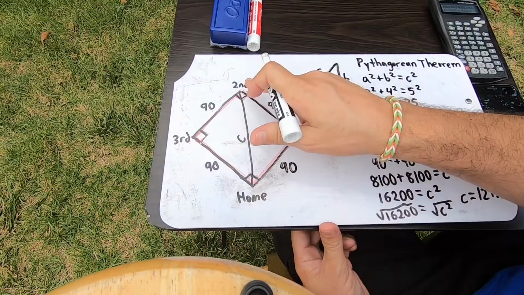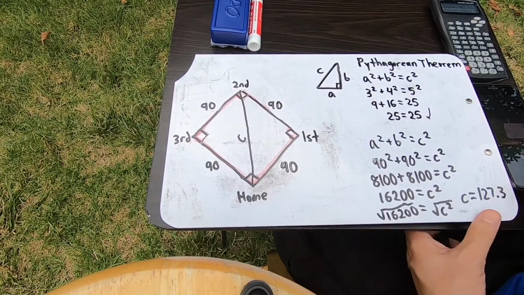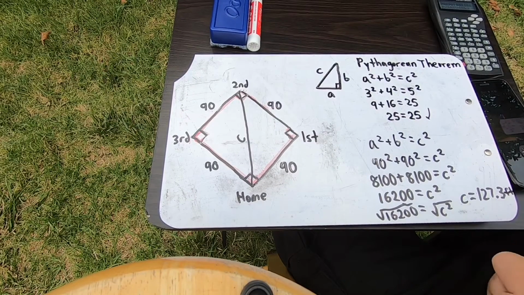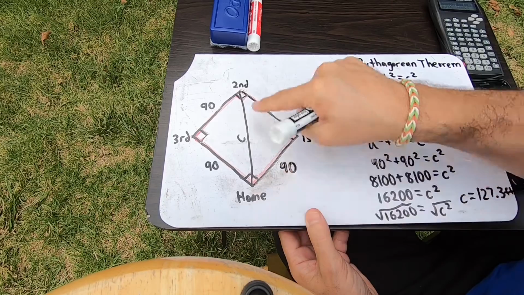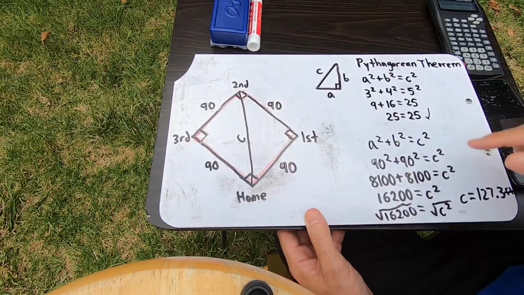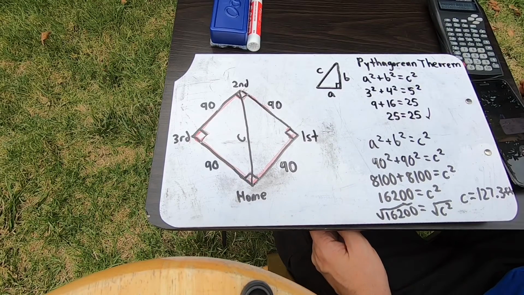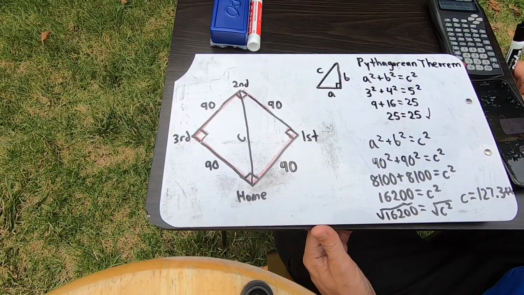So from home plate to second base is 127.3 feet. We know that this is measured in feet. Okay, so that's how we use the Pythagorean theorem to find out how far it is from home to second base. a squared plus b squared equals c squared. That was a little bit complicated, but hopefully you followed along, and hopefully this can help you out.